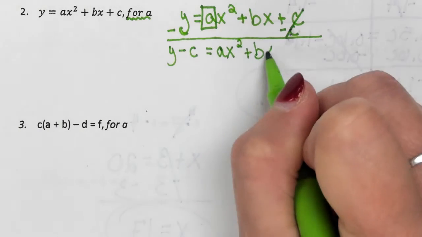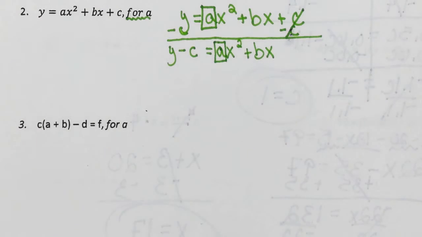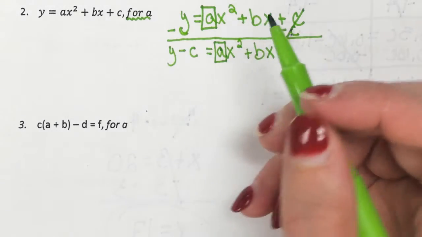All right, and I'm still trying to get what letter by itself? A. Okay, do you notice how I keep boxing it in? Because, like me, I forget, and I keep going down all these steps, and I'm like, crap, what was I supposed to be solving for again? So I keep circling it so I don't forget, okay? If that helps you, do that.